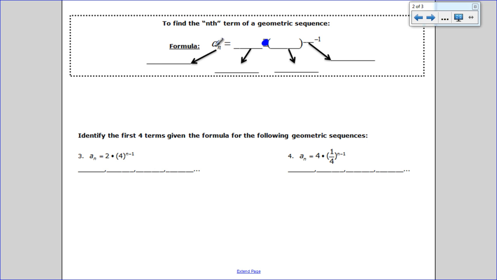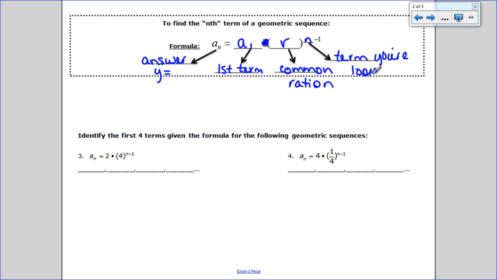Just like with arithmetic, we start with a sub n, which is our answer to whatever we're dealing with. It's the same thing as y equals. And this is our a sub 1, which if you'll remember is our first term. And then in here is our R, which you just learned stands for the common ratio. And then this blank is n. It is always going to be n minus 1, and that n is the term we're looking for.